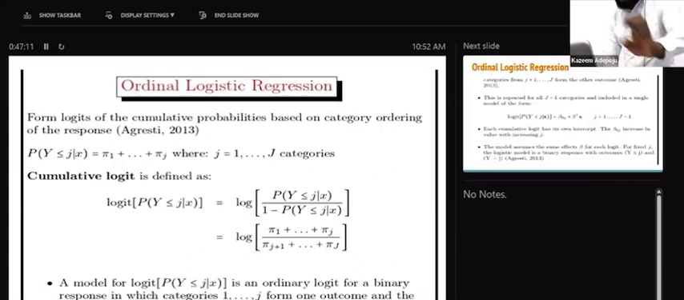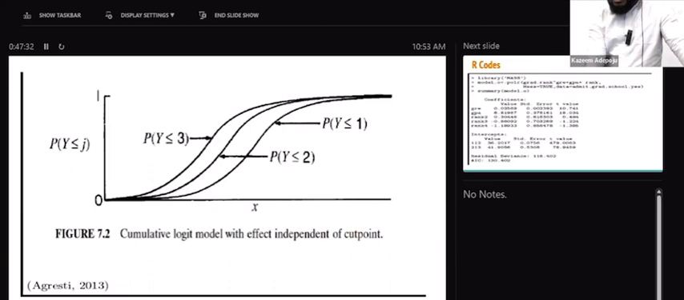Now, we're actually going to use ordinal logistic regression for that. The ordinal logistic is also going to be a logit of the log, only that we take the logit of the log of the probability of y less than or equal to j given x, divided by 1 minus that. I'm going to quickly take you to the code now so that you can see.